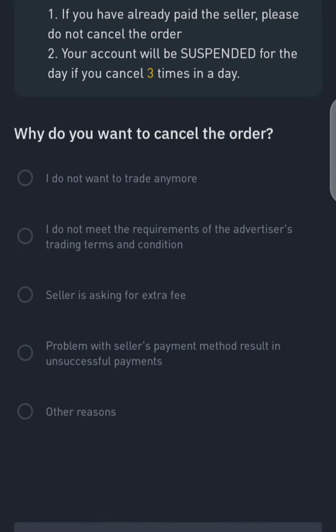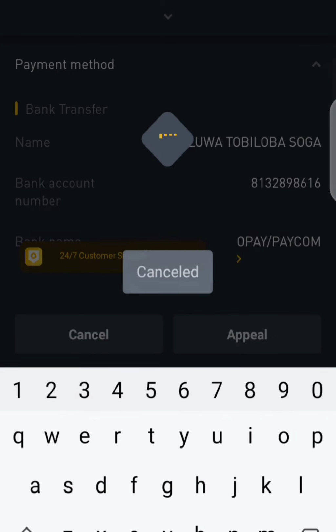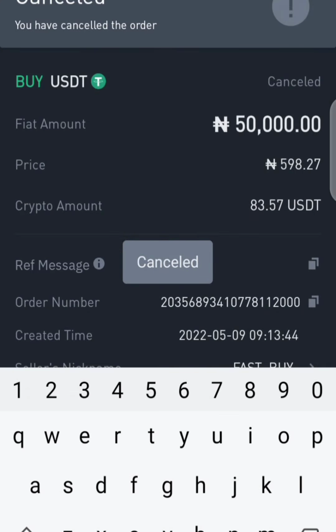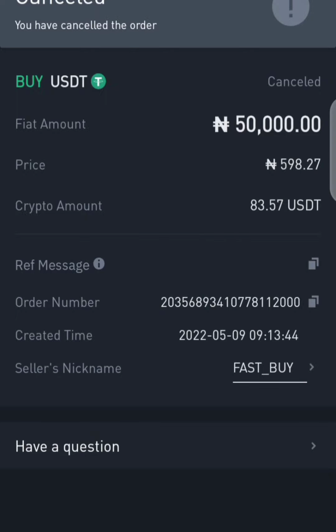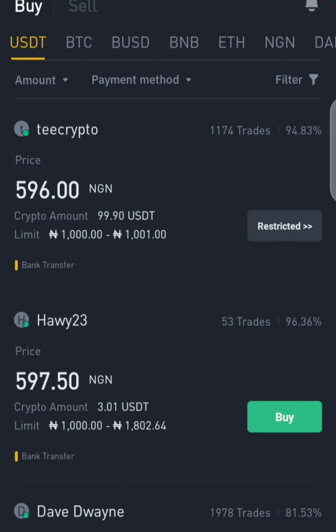So you click OK. Now they will ask, why do you want to cancel the order? I do not want to trade anymore. Then if it's not part of the options, you click on other issues. If it is network, you put network and you click confirm cancellation. So I have cancelled the transaction. It simply means I'm not running the P2P transaction again with Mr. Toby. Then you go and continue and look for whom you want to actually trade with. So I've explained the buy part.